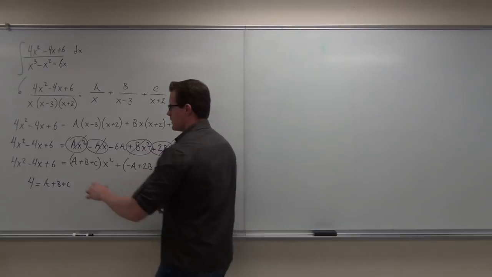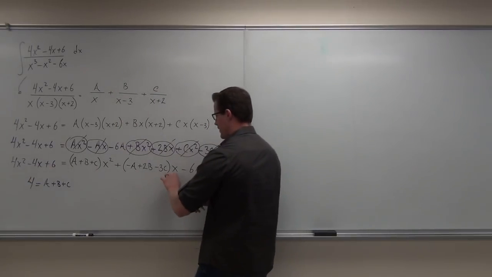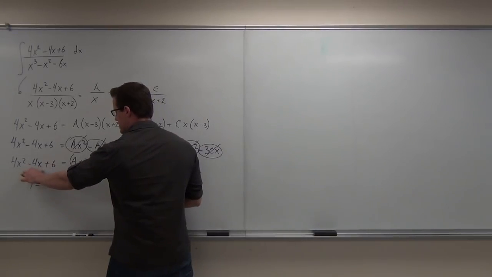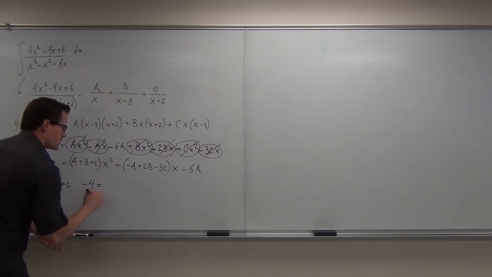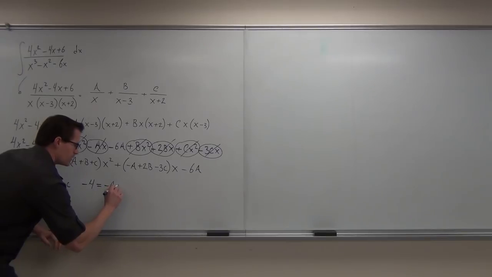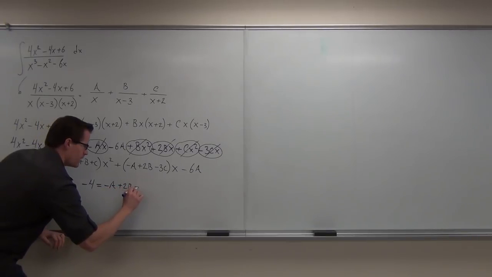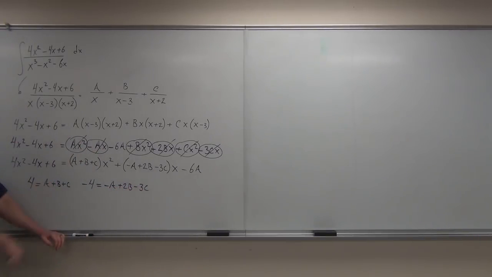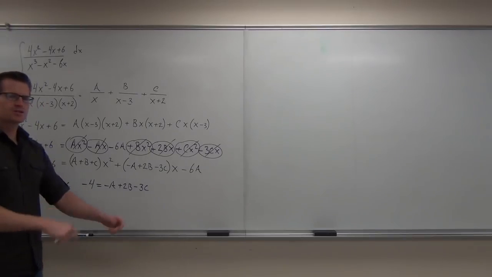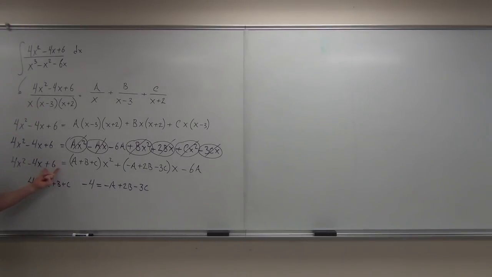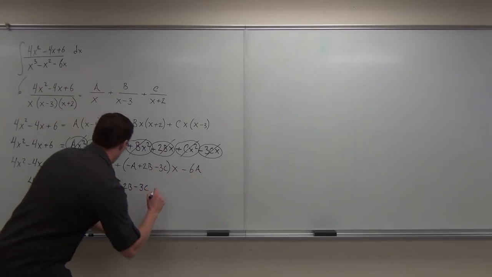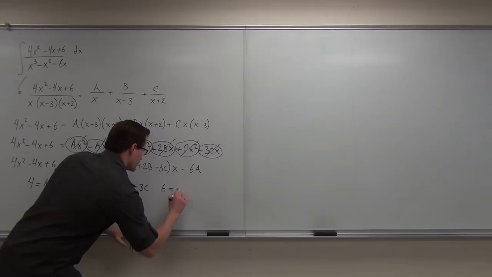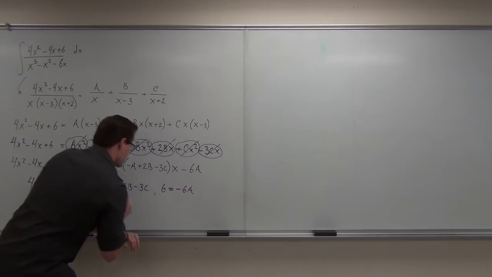Here I have x and I have x. The coefficient of this x is what? Negative 4. Therefore, negative 4 equals negative a plus 2b minus 3c. Just match them up. Now the last one's nice. I know that my constant is 6. I know that my constant is negative 6a. Therefore, 6 has to equal negative 6a.